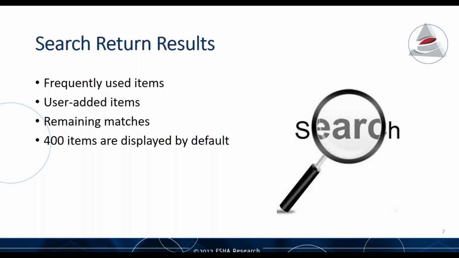Just a brief, broad discussion about the search results. In general, when you search in Genesis, the results are typically in this order. Frequently used items. So Genesis remembers which items, ingredients, and recipes you've used most frequently and displays these at the top of your search results. Then user added items, the ingredients that you've added to your software, and then remaining matches. There's a default setting of 400 items when you search for ingredients or recipes. We'll show you how to change that default if you want to increase or get rid of that limitation.